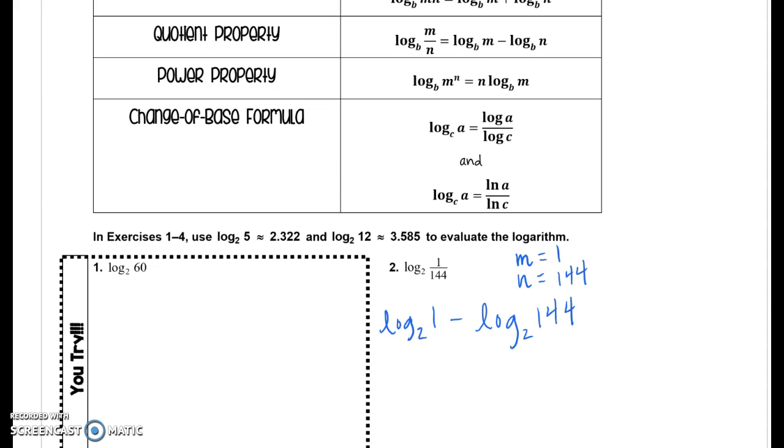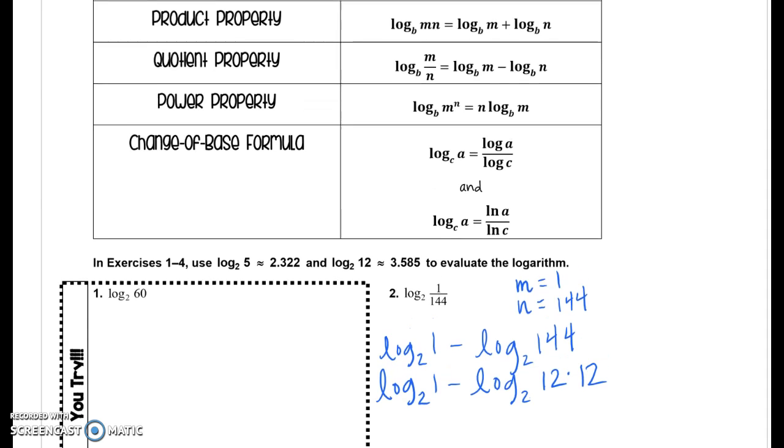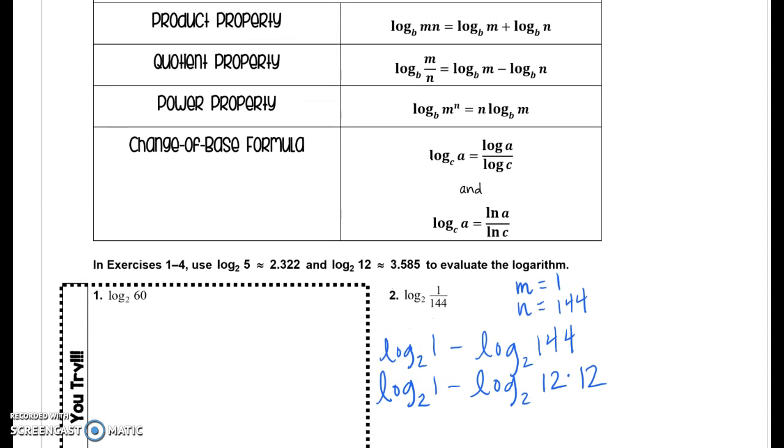So log base 2 of 1, no. Log base 2 of 144, no. But we can change log base 2 of 144 into log base 2 of 12 times 12, right? Now that we've changed it, you should notice that that is the product property. So let's split that part.